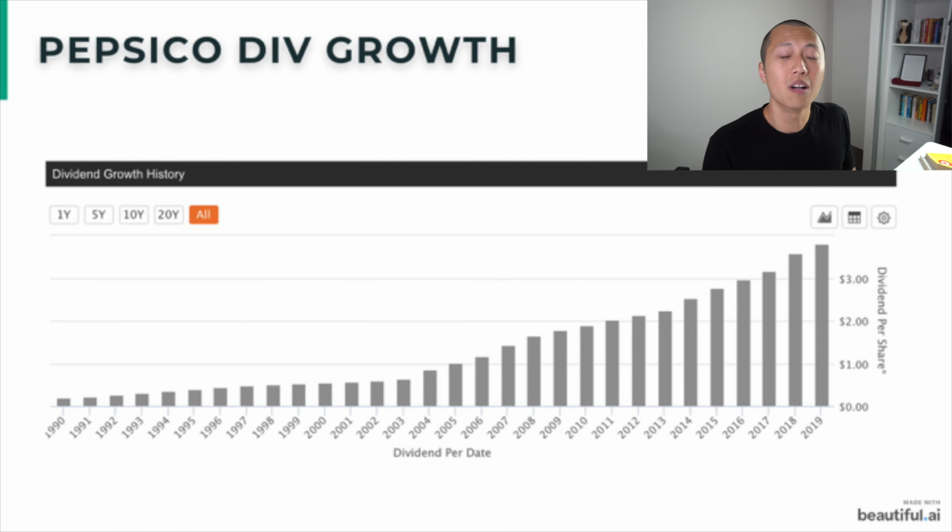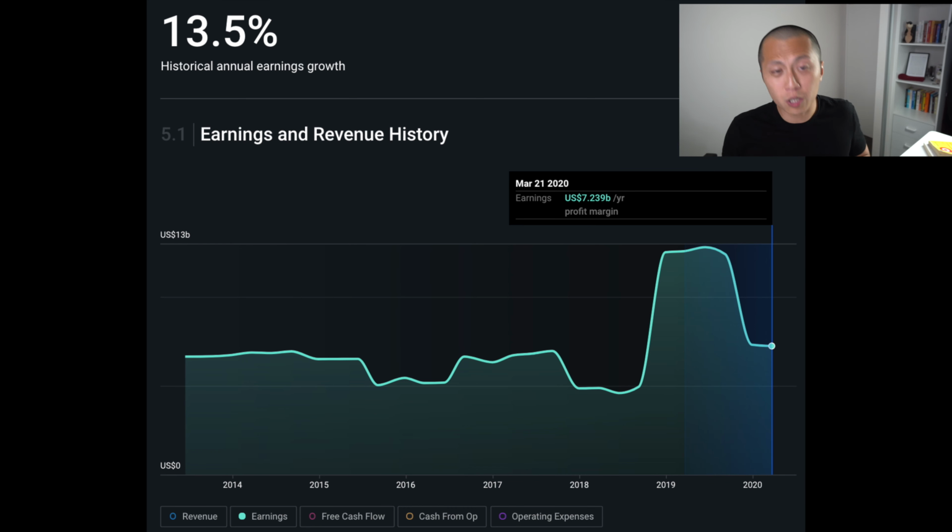Because to be able to navigate multiple recession events and have never cut their dividends is an achievement on its own. And secondly, PepsiCo is a more mature company, so there are fewer growth opportunities for Pepsi compared to younger dividend growth stocks. But the third reason why I am definitely okay with that kind of payout ratio is their earnings growth. Over the last 5 years, PepsiCo has grown their earnings by 13.5%. And for a mature company, that is pretty damn incredible.